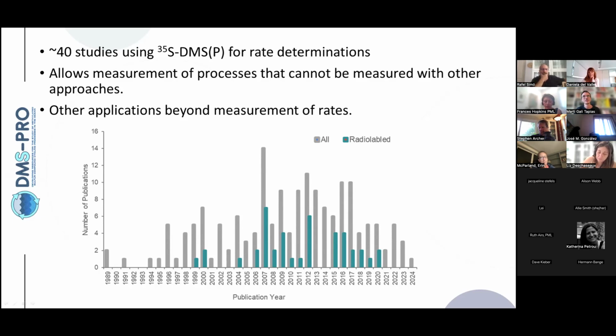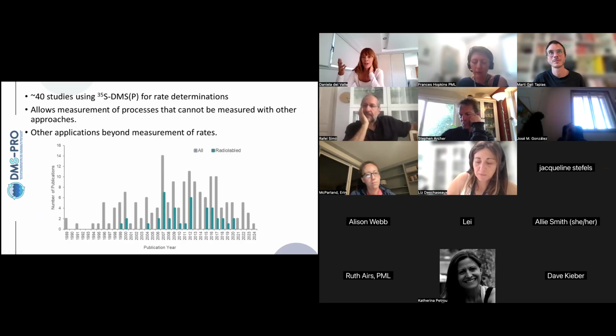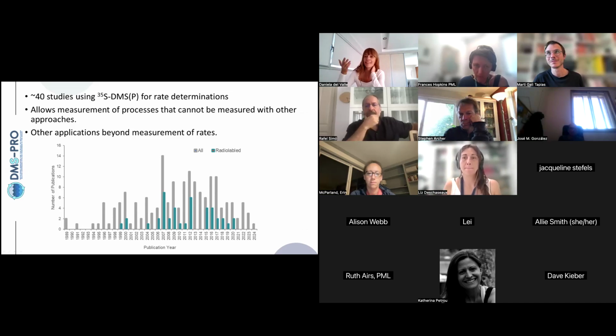But besides the importance of this approach to measure rates that can also be obtained by other approaches like we just saw, they have been very important to allow us to quantify processes that cannot be easily measured with other approaches, which we'll talk about in a minute. And also the use of radioisotopes has provided key insights into the metabolic use of DMSP and DMS by microbes. Those are processes that now we take for granted, but at the time they were important discoveries.